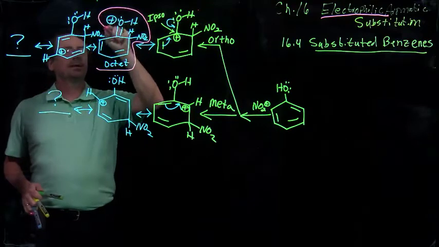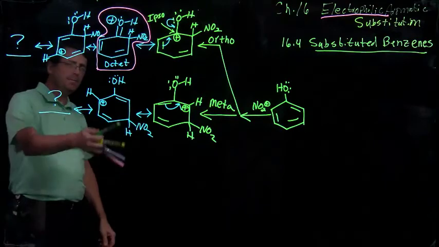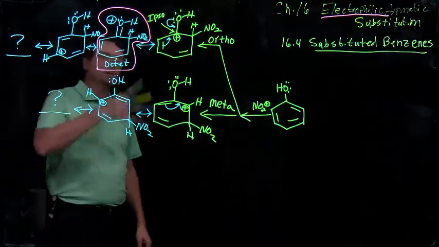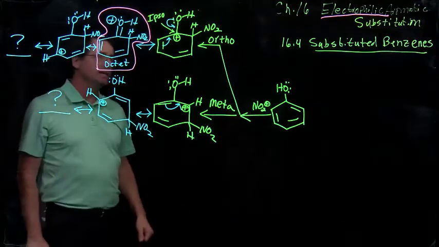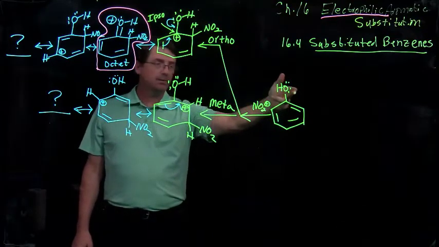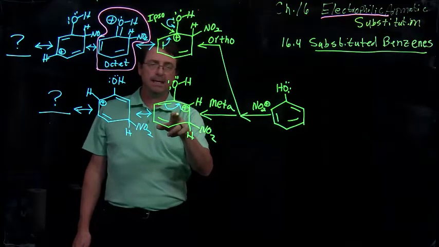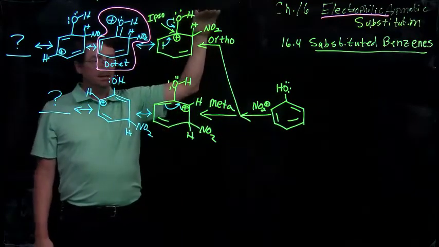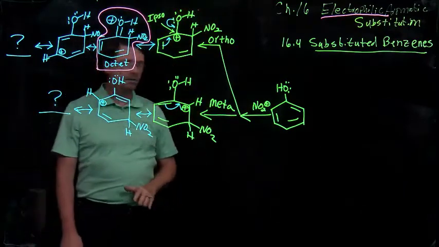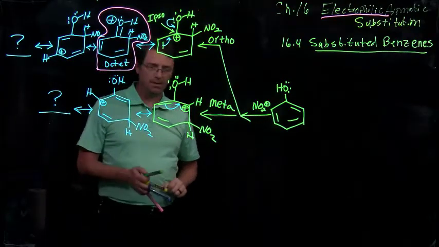Like the octet, the resonance form that has all octets was especially stabilized up above. So when attack occurs at the meta, we do have resonance stabilization, but the oxygen, the pre-existing substituent, can't get into the party. It can't contribute, it can't participate, and so you don't get any special stabilization of the meta attack. So the meta attack intermediate is going to be higher in energy, which means a higher activation barrier. Now, by the way, all of these are kinetic ratios that we're dealing with. They're not the thermodynamic ratios.